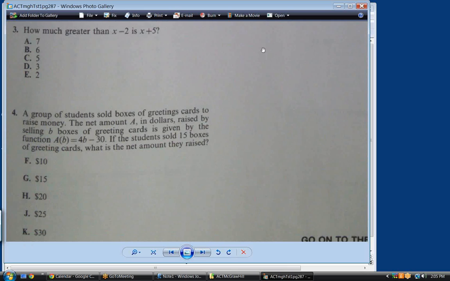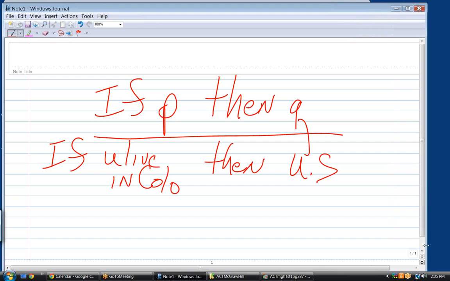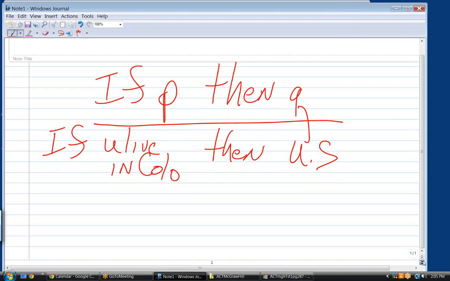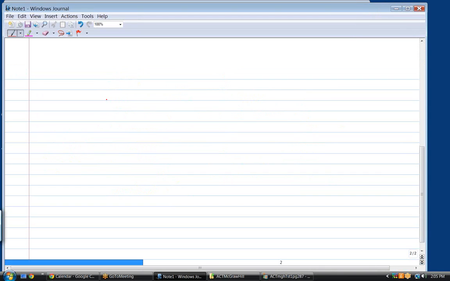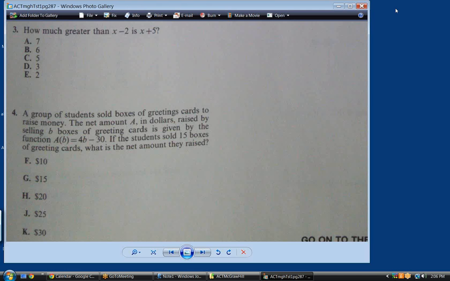How much greater than x minus 2 is x plus 5? If I said to you, how much greater is 7 than 3? What would you do? 7 is 4 greater than 3. And you got that by subtracting the 2. Yeah. So in this case, it's saying how much greater than this is this.